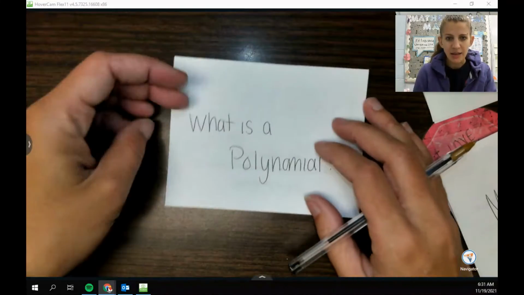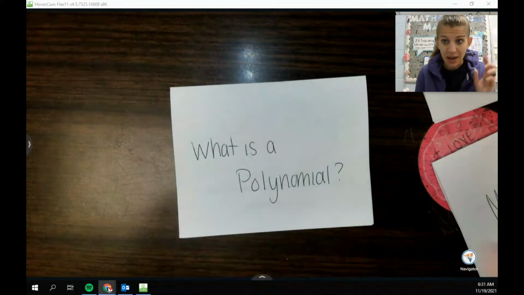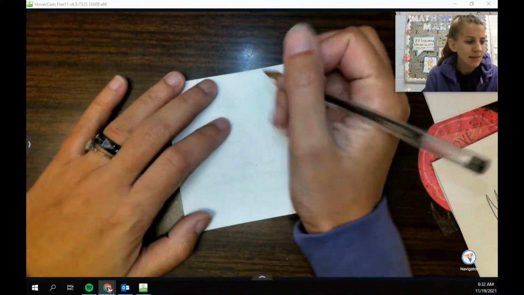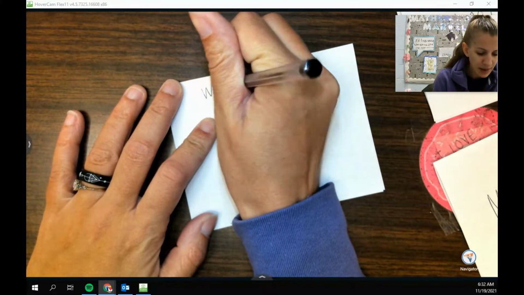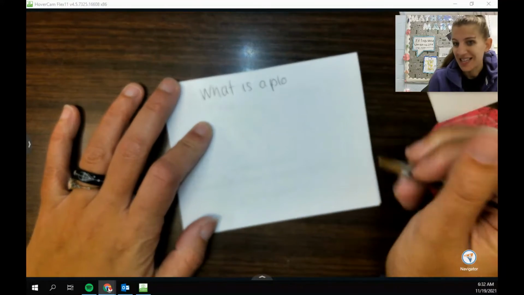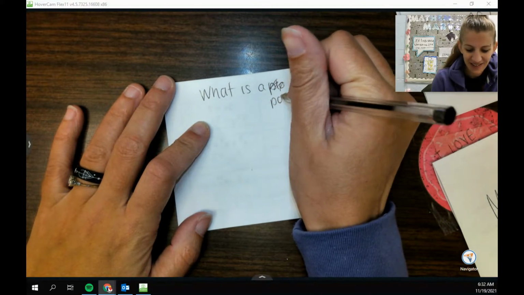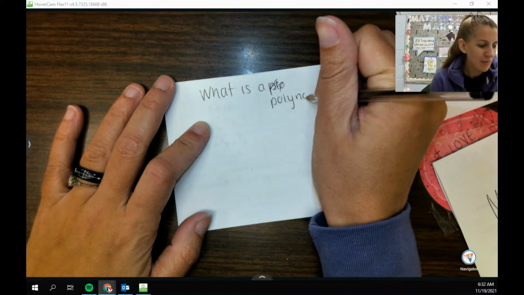I'm going to start with the one that said polynomial or not. And actually on the back of that, I'm going to write what I had above it. So let's talk about the definition. What is a polynomial? Basically, oh my goodness, I spelled it wrong. What is a polynomial?